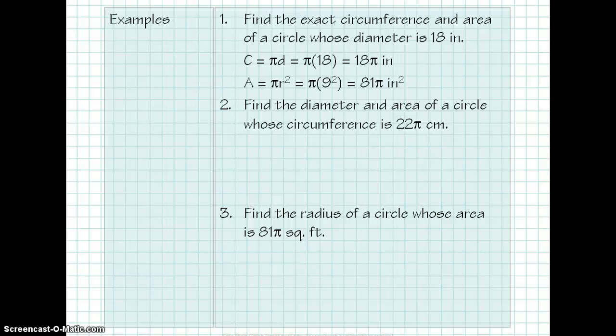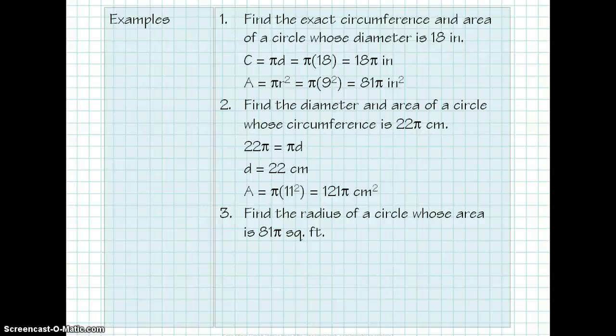So if I've got a circle whose circumference is 22 pi, I want to find the diameter and the area. To find the diameter, we take the circumference divided by pi, because the circumference is just the diameter times pi. So if we lop off the pi, we get 22 centimeters as my diameter. To find the area, we need the radius again, so we cut that in half. My radius is 11. 11 squared is 121, so 121 pi square centimeters is my area.